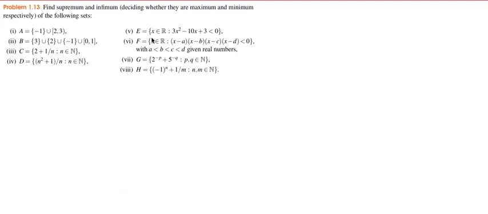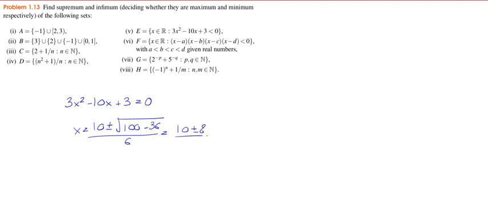Now E is the set of all real numbers such that this parabola is below 0. Okay, let's find the roots of this parabola. And so we have x equals 10 plus or minus the square root of 100 minus 9 times 4, which is 36, over 6, so this is 8, and so it's 18 over 6 is 3, and 2 over 6 is 1/3. Okay, so those are the roots.